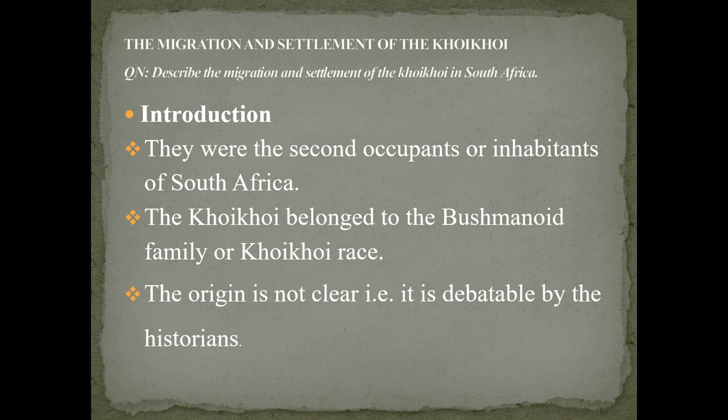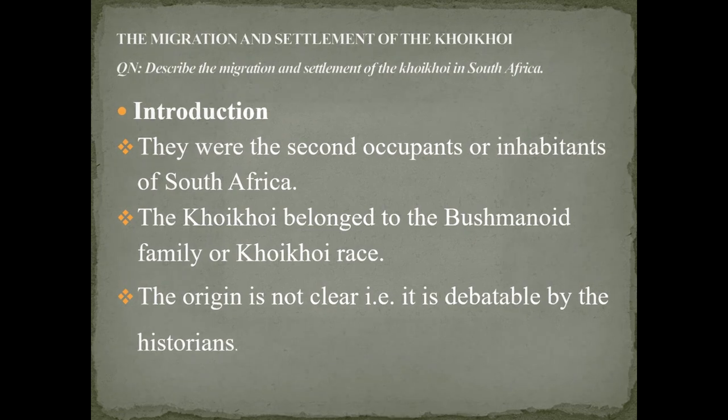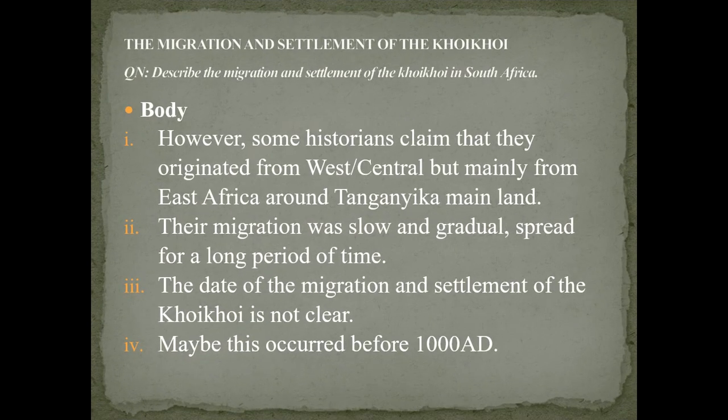Let us now look at the migration and settlement of the Khoikhoi. Remember I said it is the same as the causes, and under that we are tracing the origin: where they came from, where they passed, where they settled. But before you start doing that, first define the group in question. Who were those Khoikhoi? As you see in the introduction, we are saying that they were the second inhabitants of South Africa, that they belong to the Bushmanoid family, origin not clear. You can still go ahead and add others.